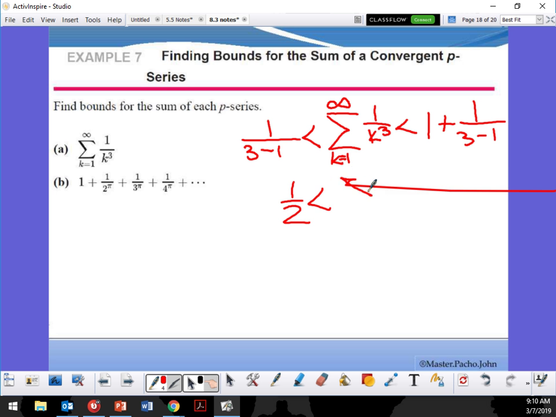So the sum is going to be less than what? So 1/2 plus 1 is 3/2. That's all it's asking for right here. Find the bounds of these. When we write the answer, we have to write it like that? Yep. But you're going to put the whole information like all this. I'm just abbreviating. If you want to write it out, the sum from k equals 1 to infinity of 1 over k to the 3. All right.